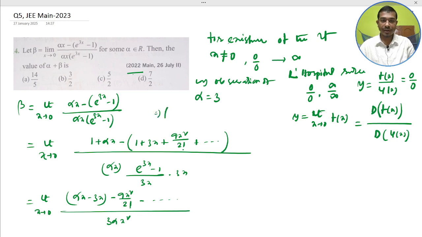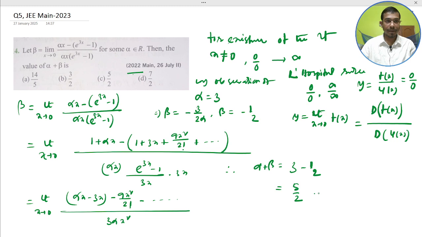So beta should be what? For alpha equal to 3, beta would be minus 3 by 2 alpha. That is beta equal to minus half. So therefore, you have to find the alpha plus beta value. Alpha means 3, beta means minus half. 6 minus 1 by 2, 5 by 2. Alpha plus beta would be 5 by 2. C would be our correct answer.